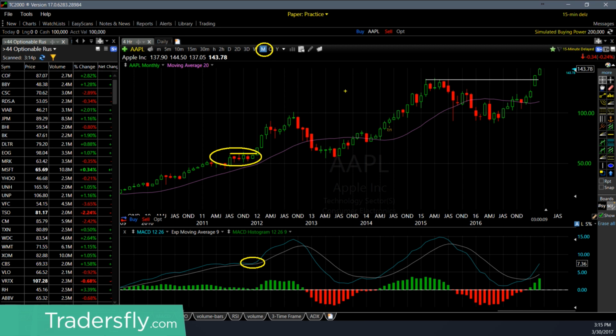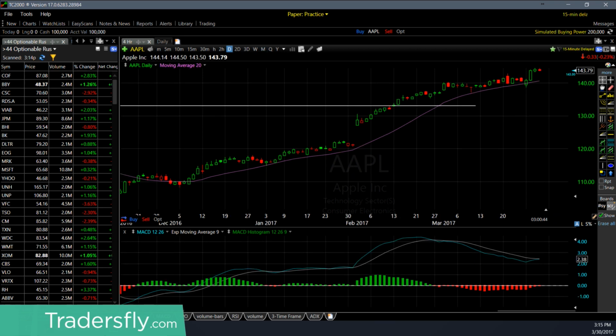And here we're looking at the monthly. And the same thing here. You're looking at it from a bigger picture point of view to get perspective on how strong this move is. So that's one thing you could do: you're looking at strength, momentum.